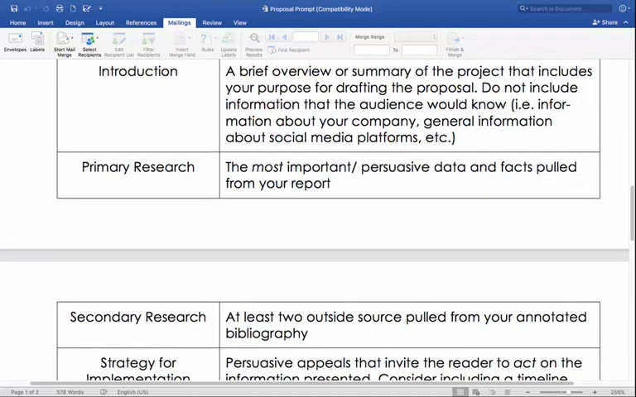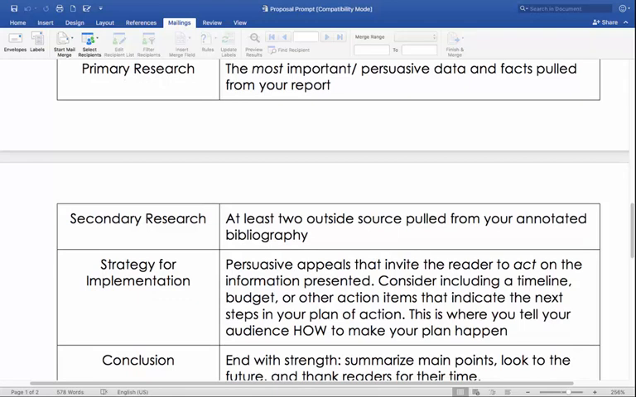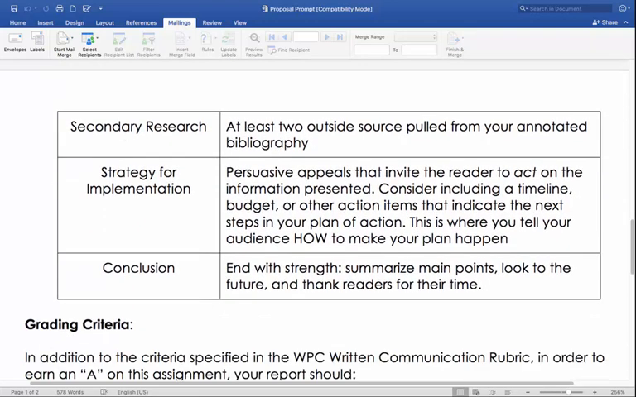You're going to include your primary research, and you don't have to include all of it, right? Because this is short. If you try to continue your report and put everything from your report into the proposal, it's going to be too long. So the most important and persuasive data. You're going to have at least 2 outside sources, and you're going to pull that from your annotated bibliography.